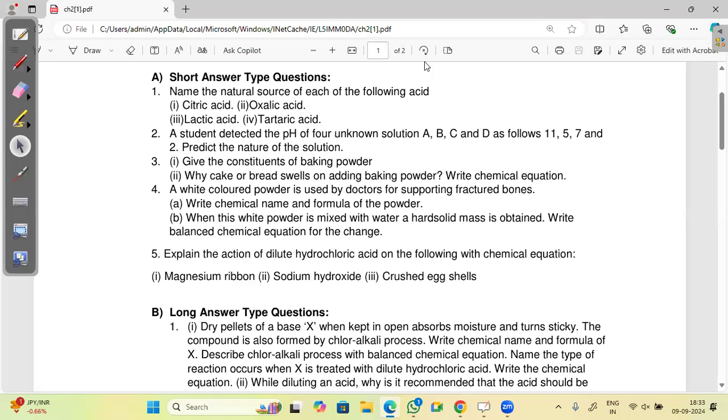Baking soda and tartaric acid. Yeah, a baking soda and a mild acid like tartaric acid can be used. Why does cake or bread swell on adding baking powder? Due to CO2 bubbles. Write the reaction. All of you write down the reaction involved.